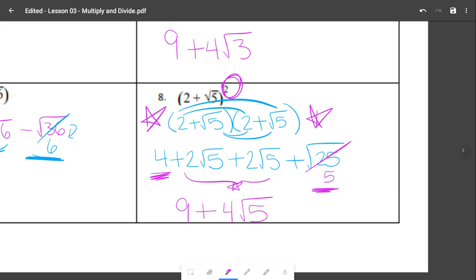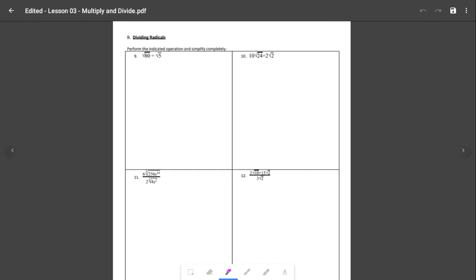So that's all the multiplying with radicals. Hopefully you have no questions; we can go over it otherwise. So let's turn to the next page and let's do some dividing.